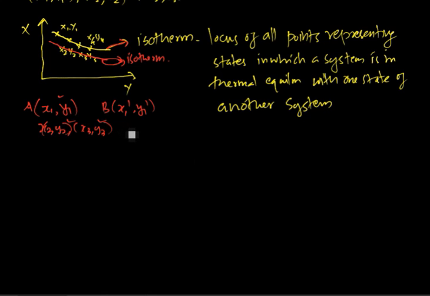and that property which is common to all states of the system in thermal equilibrium is called the temperature. So here we can define the temperature as the property of a system which is common to all states of the system in thermal equilibrium with each other.